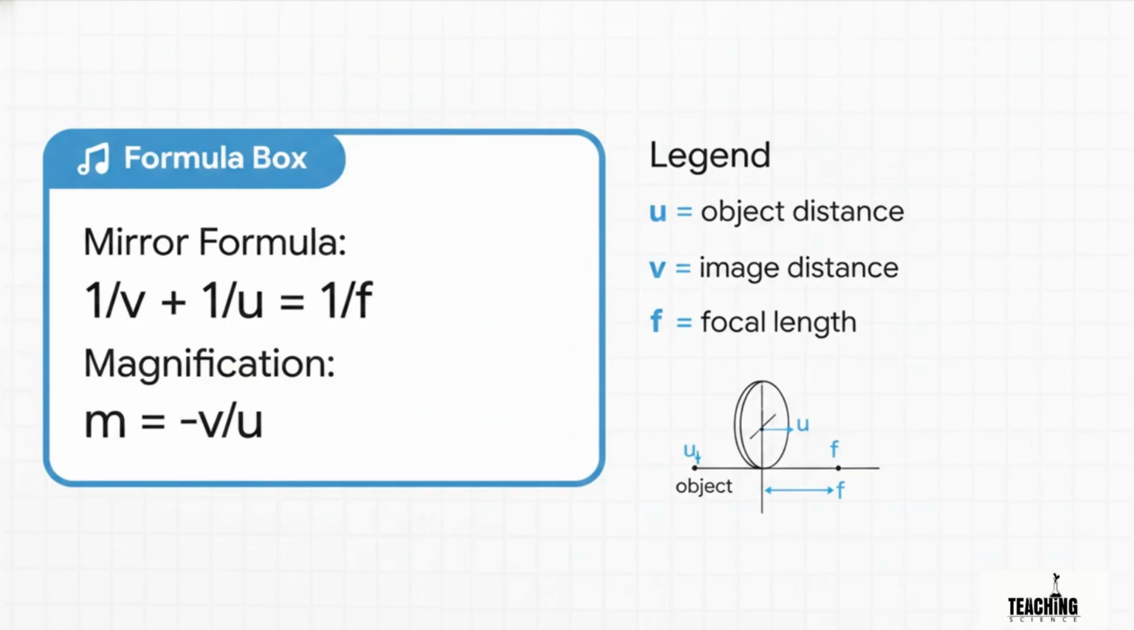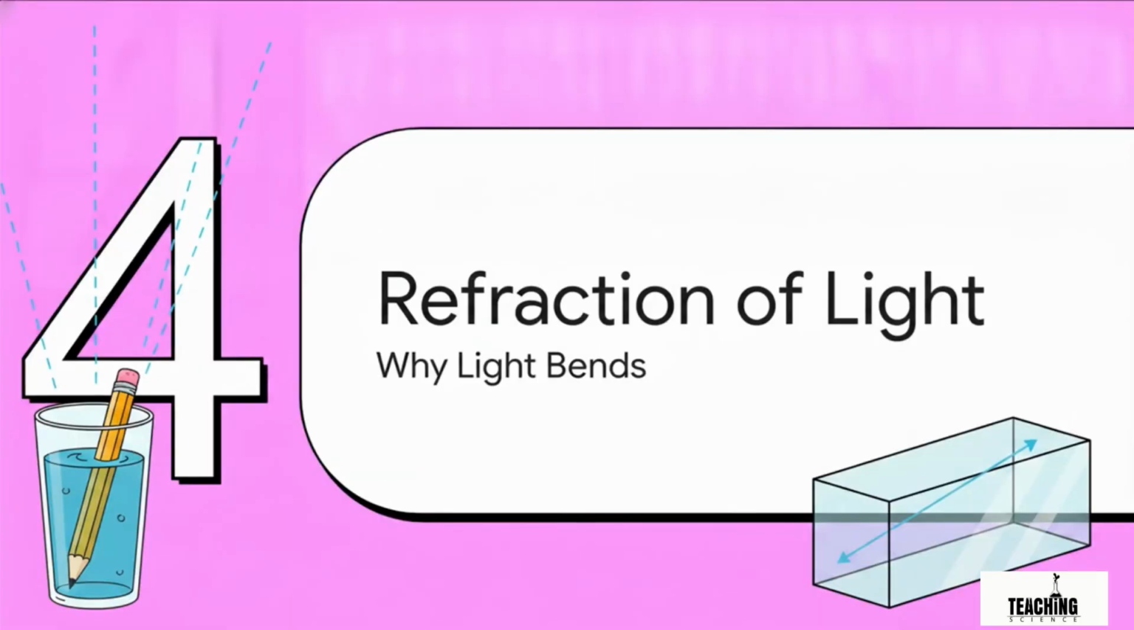We also have magnification, represented by a small m. This just tells us how much the image is scaled up or down compared to the object. It's the height of the image divided by the height of the object, which mathematically also equals minus v divided by u.